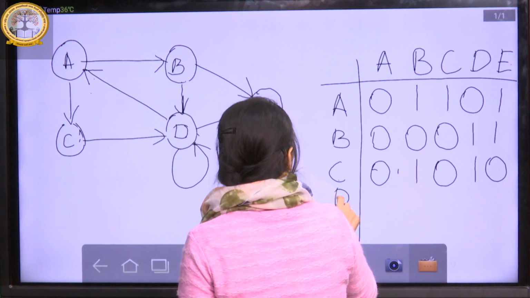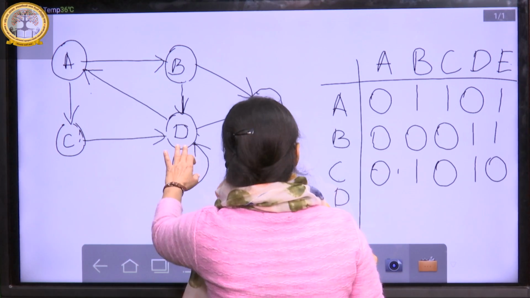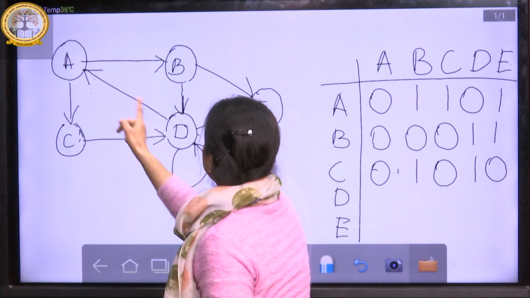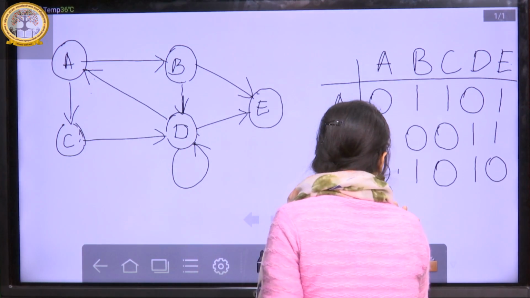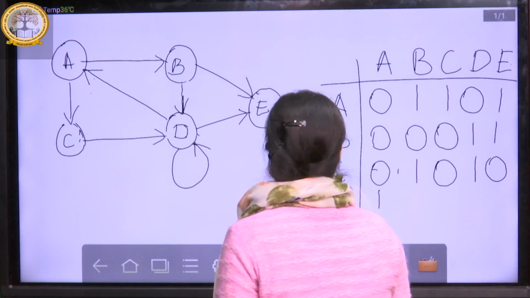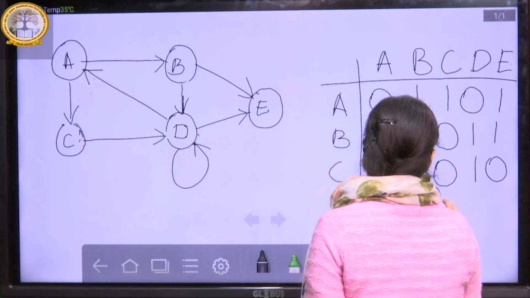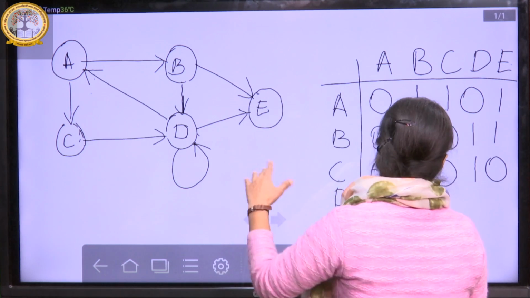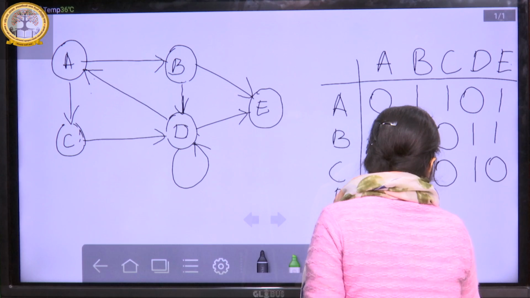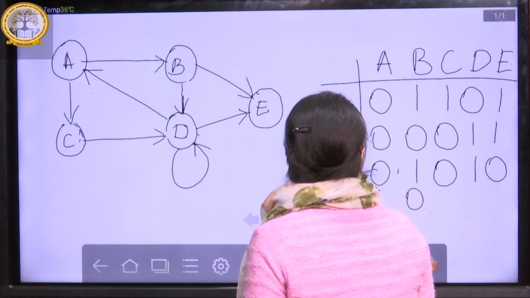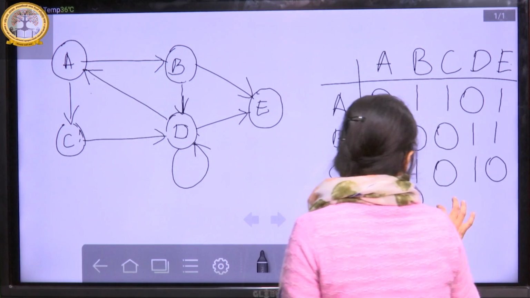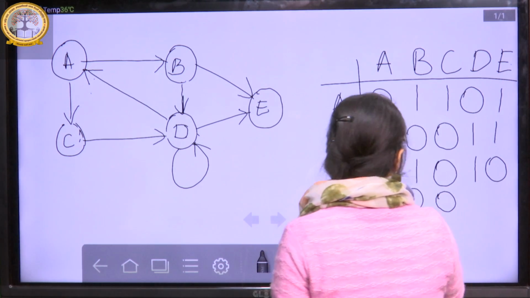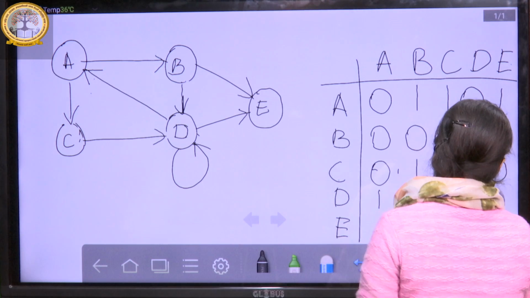Let's consider node D. From node D, there is an edge from D to A, and I am going to put 1 here. From D to B, there is an edge, but the direction is from B to D, not D to B. So I am going to put 0 here. D to C, no. From D to D, yes, there is a self loop here, and I am going to put 1 here.